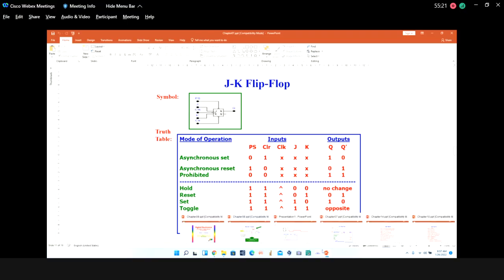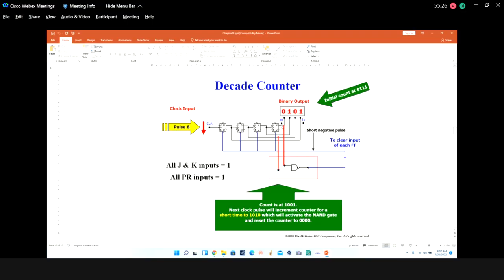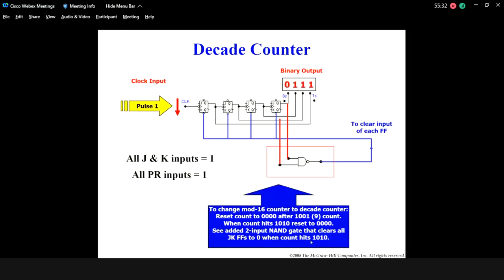So it is the same as this one. So when it becomes 1010, and then it goes to the NAND gate, the NAND gate gives output 0. 0 will hit the clear pin, and then all Q will become 0. When all Q becomes 0, it gives 0 at the binary output. So let's see how this simulation looks like.